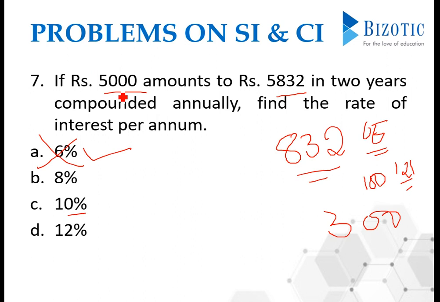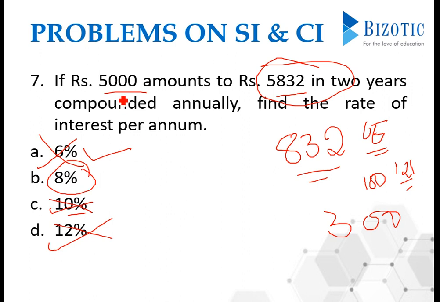We know 1% is 50, so 10% will be 500. So that itself exceeded 5,500. If you put 10% on 5,000, it will exceed 1,000 just on simple interest itself. So 5832 falls behind that. So 10% is not possible, it's exceeding. So definitely 12% is not a good one. So this should be the answer. Anyways, let's just check it.